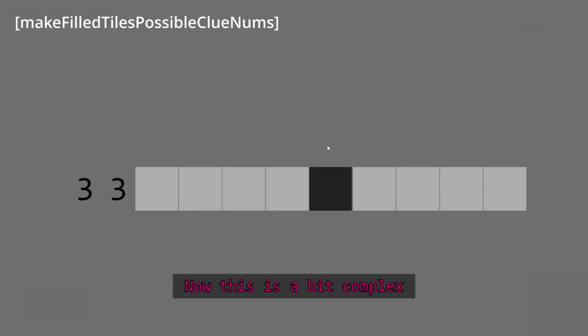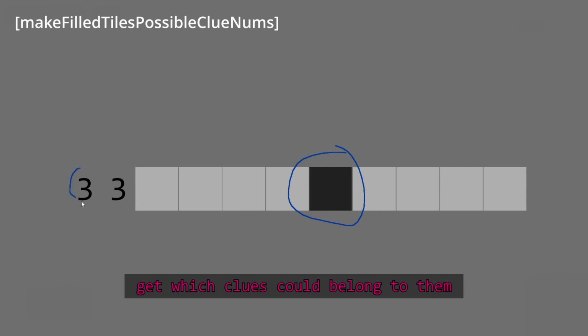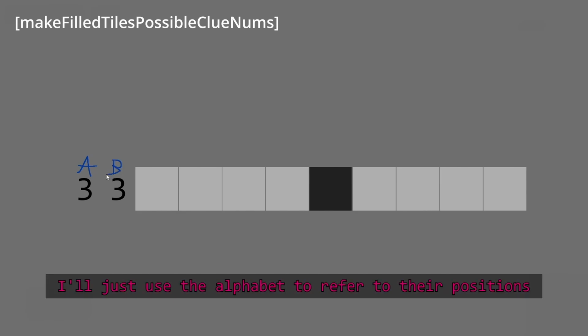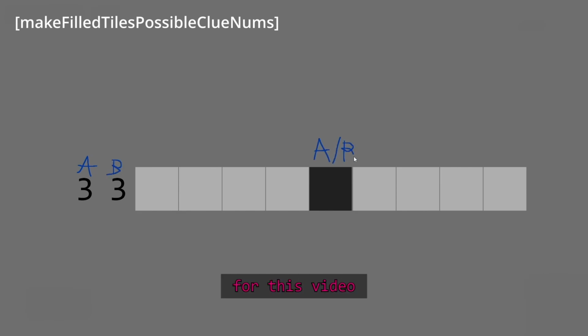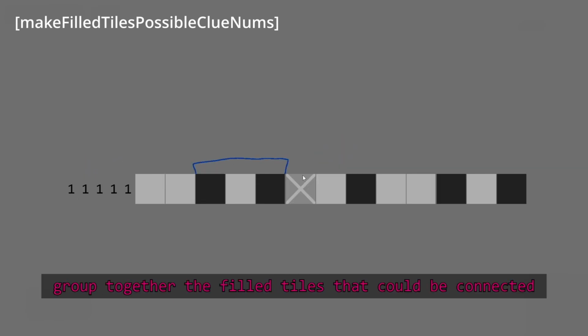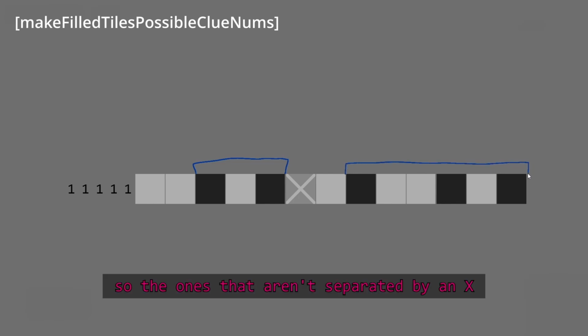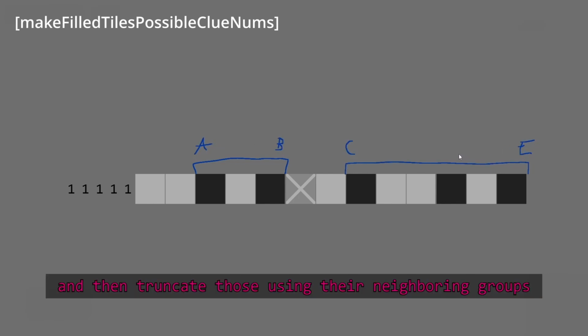Now this is a bit complex, but for each field tile, get which clues could belong to them based on the min and max positions. The clues also start at 0, but since they're numbers to begin with, I just use the alphabet to refer to their positions for this video. Now group together the field tiles that could be connected, so the ones that aren't separated by an X, and get the min and max clues that they can have, and then truncate those using their neighboring groups.